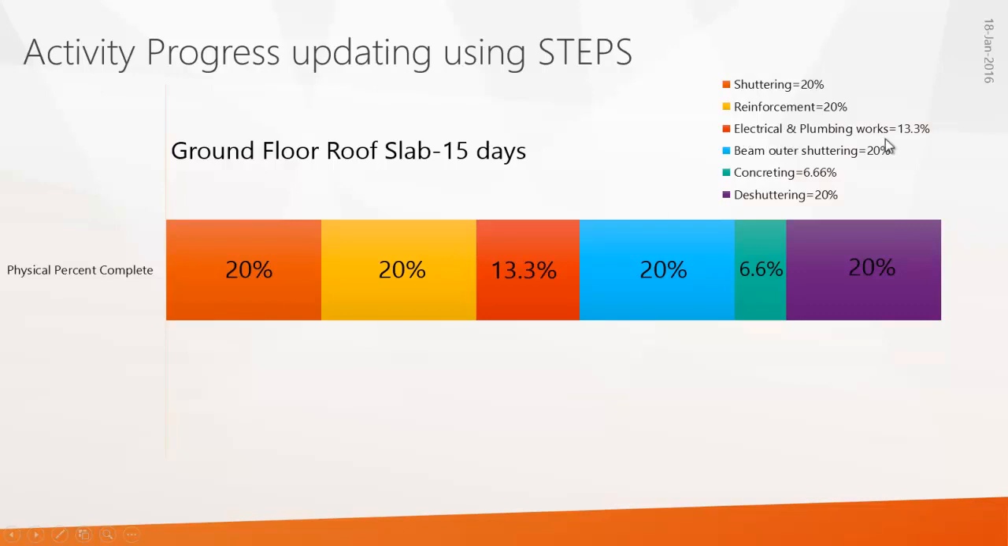Electrical and plumbing works comprise 13.3%, beam outer shuttering is 20%, concreting is 6.6% and de-shuttering makes 20%. That means when you complete these sub activities, then your entire ground floor roof slab will be completed in 15 days. So what are steps? These are steps, and the values 20, 13.3, 6.66 you can call step weight. Now we will see how to do this in Primavera.